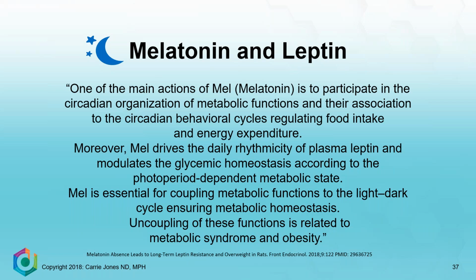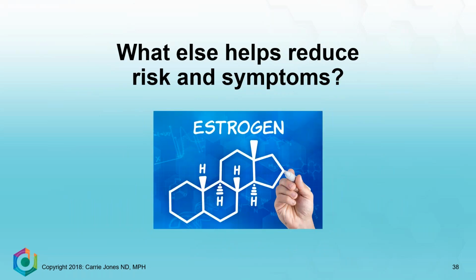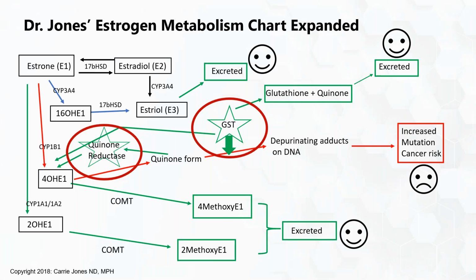I mean, the amount of research on circadian rhythm and health is what led to, of course, a lot of the researchers winning the Nobel Prize last year. And so please, please, please take sleep seriously. Get your light-dark figured out. Get your circadian rhythm figured out. This is about leptin, but of course, it does so many other wonderful things. So what else can you do? We go back to this chart, we look at quinone reductase, we look at glutathione sulfur transferase.